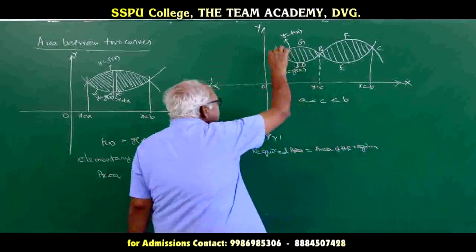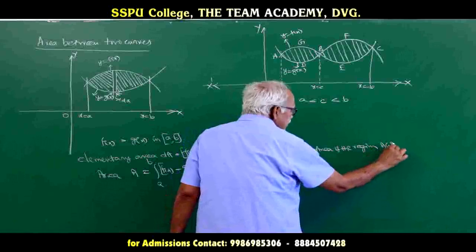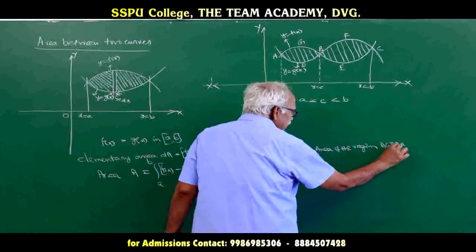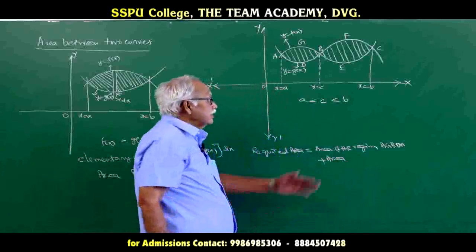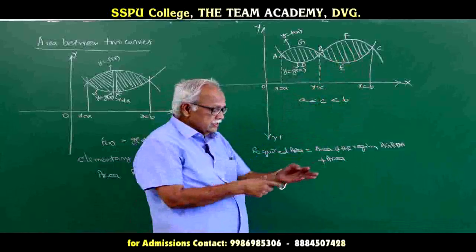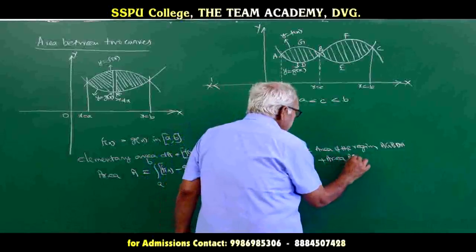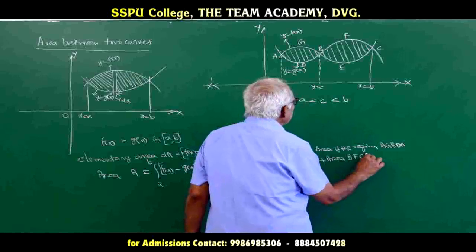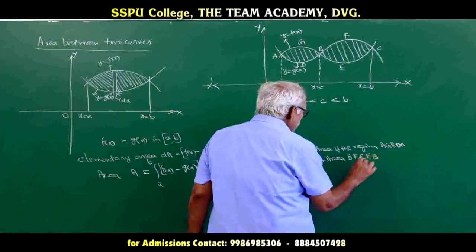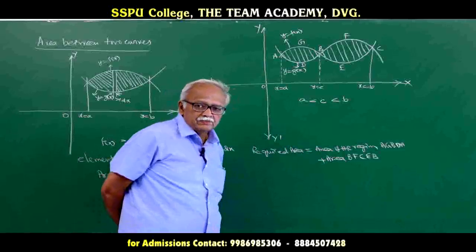So, the first area is AGBDA plus area, the second area is this area, that is area BFCEB. So, two areas that we are getting. So, how to write the integral for this?